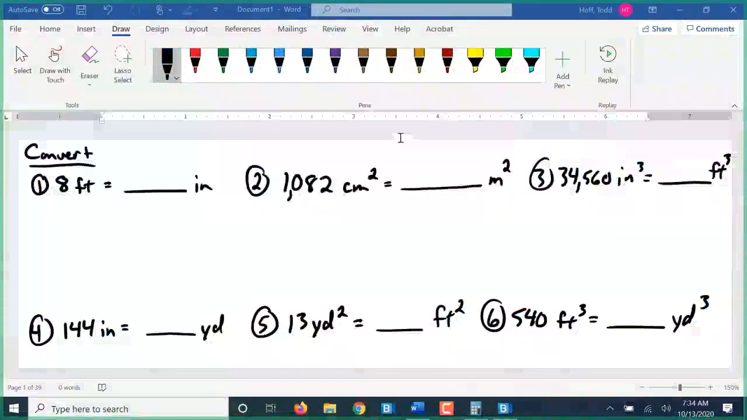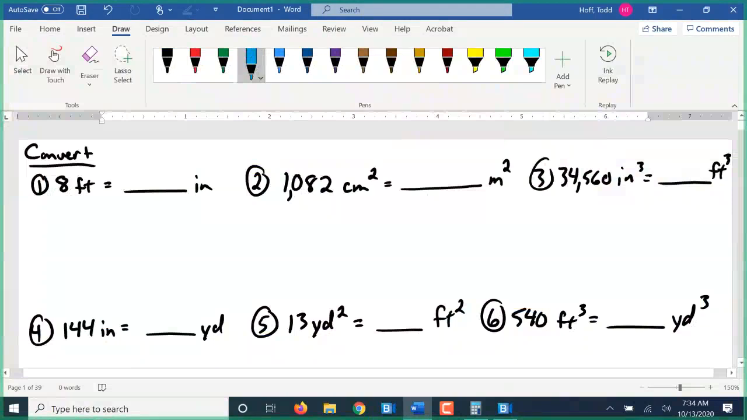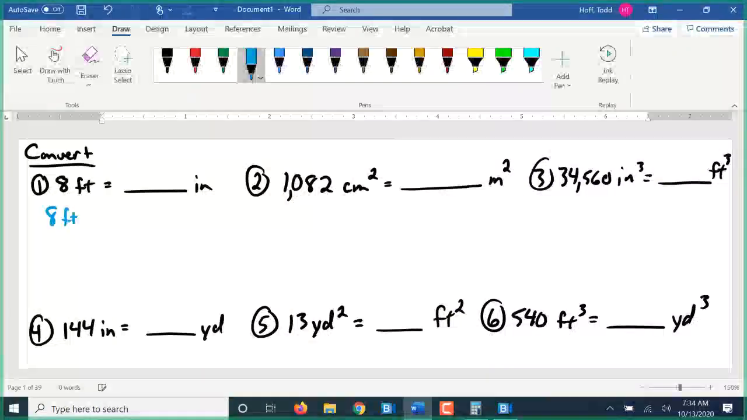Recording has started. So we'll go over this first set of problems here. Number one, we're asked to convert 8 feet into inches. Now, most of us know how to do that without a conversion factor, but we're going to use it anyway.